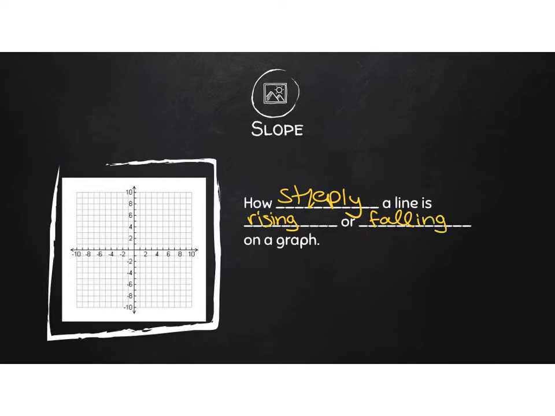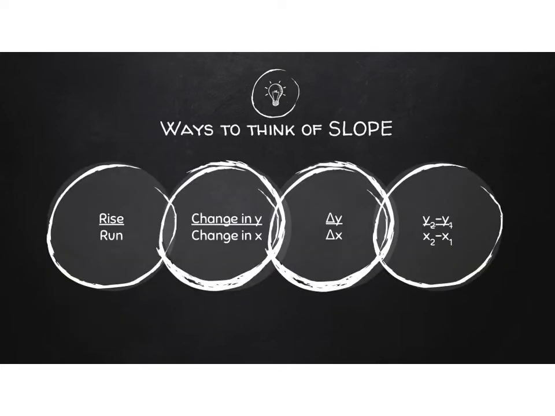We can think of that as, there's a line. If I have a greater slope, I might have a line that's more steep. If I have a slope that's not as great, it'll be less steep. Some different ways that we talk about slope are rise over run, change in y over change in x, delta y over delta x. That triangle symbol is really the Greek letter delta, and it stands for change. And then we have our formula, which is y2 minus y1 over x2 minus x1.